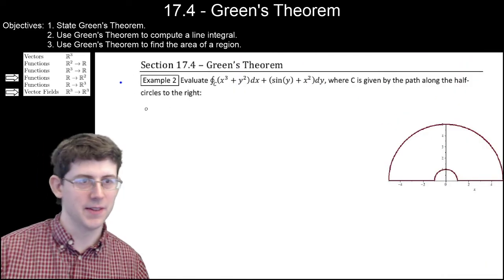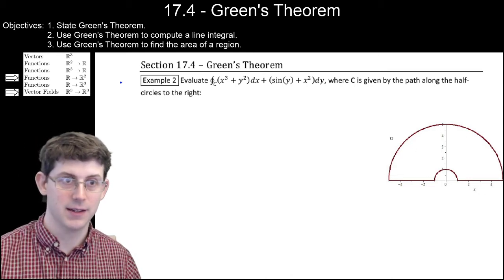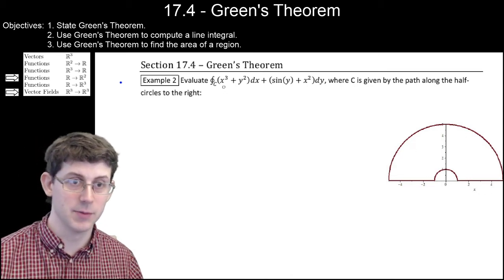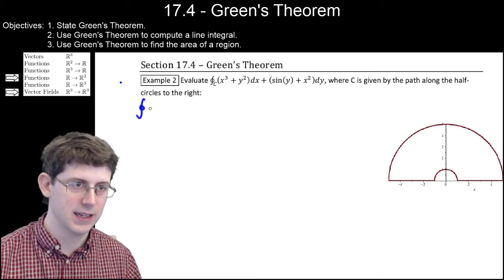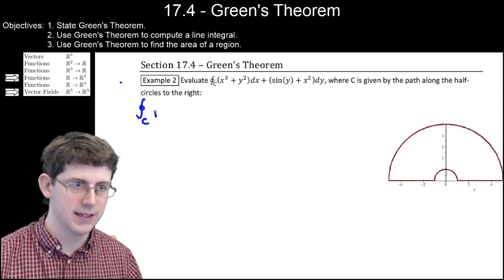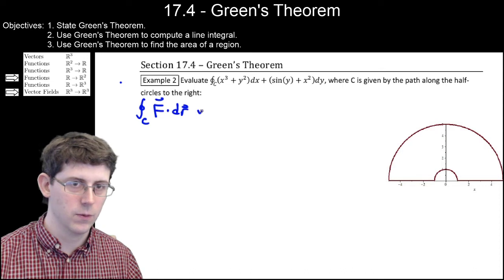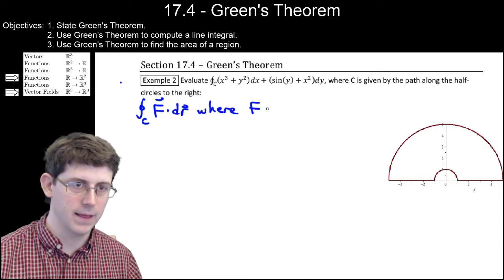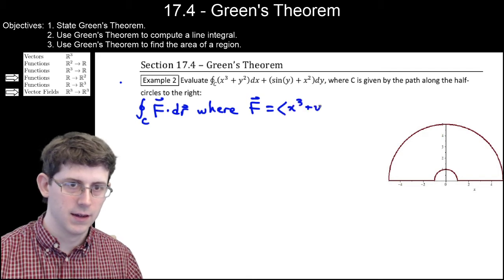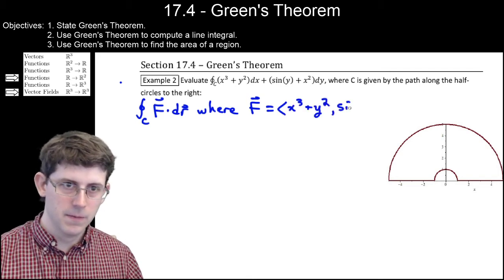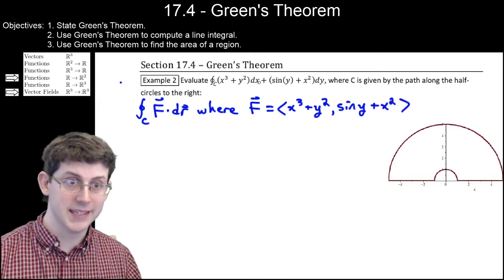Okay, let's do another one. Now we're following this crazy loop where we follow these half circles. And the line integral is something completely insane, where the vector field is, so this thing is f dot dr, where f is these parts, and the dr is this dx dy.